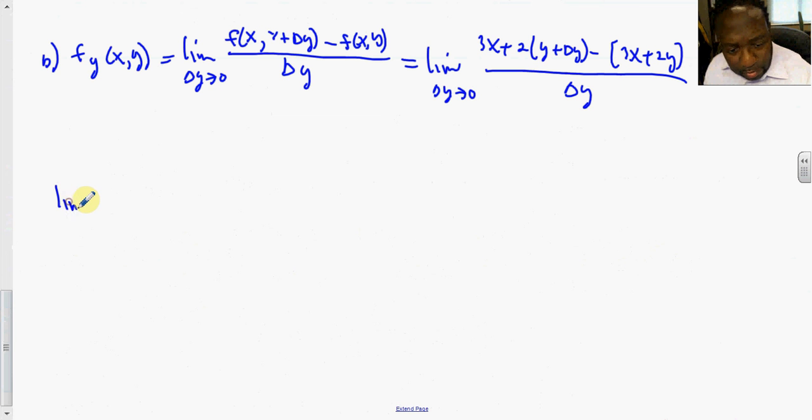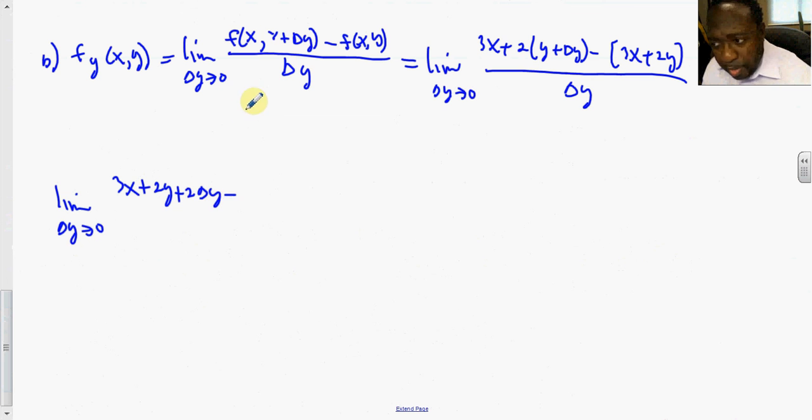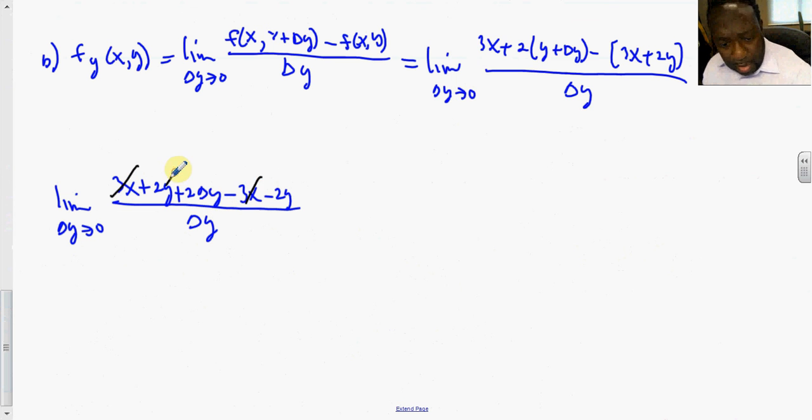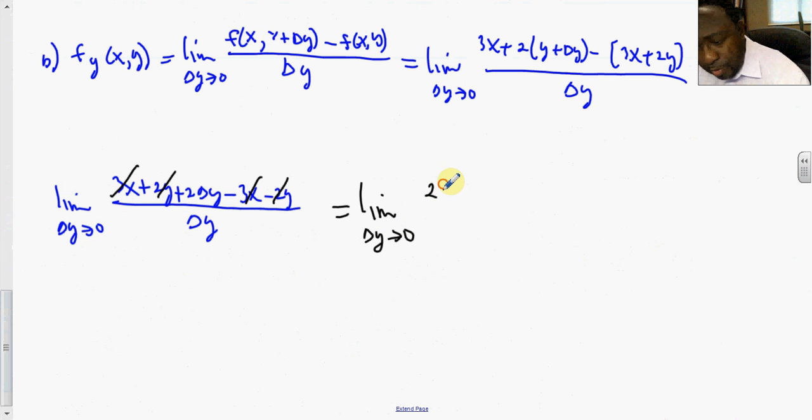So this gives us the limit as delta y goes to 0 of 3x plus 2y plus 2 delta y minus 3x minus 2y, all over delta y. What cancels here is the 3x and the 2y. So we have left the limit as delta y goes to 0 of 2 delta y all over delta y. The delta y's cancel. You have the limit of a constant, which is 2, and the limit of a constant is a constant.